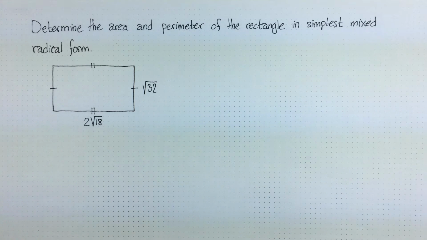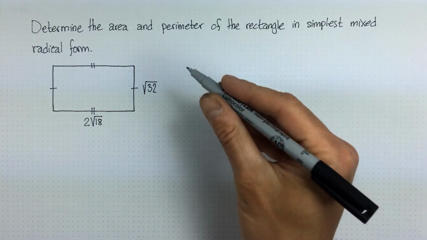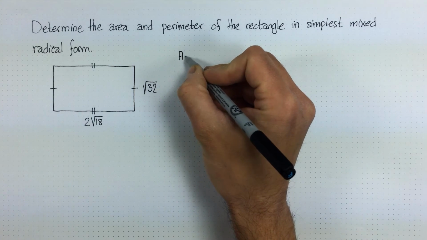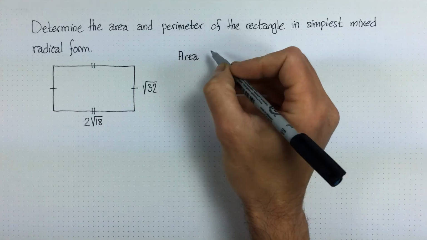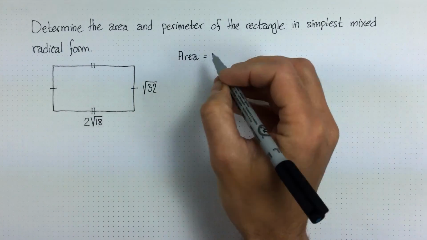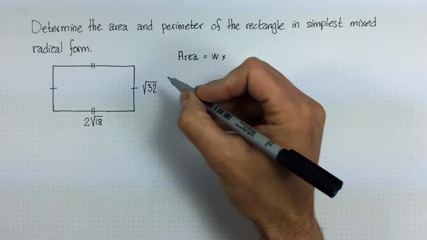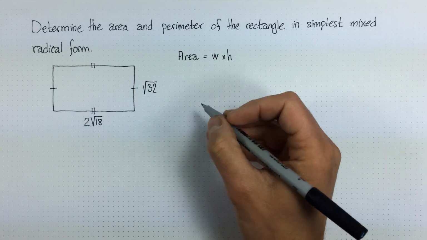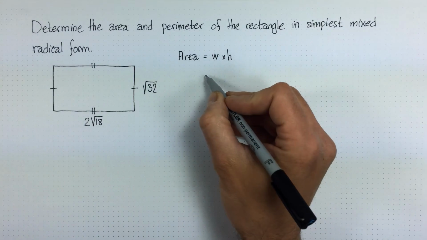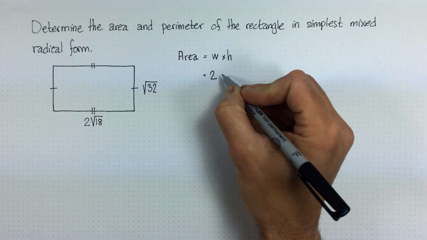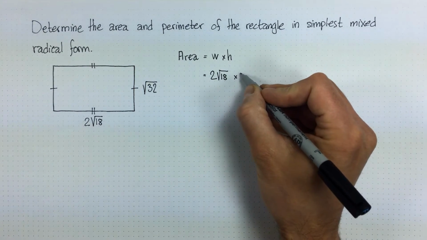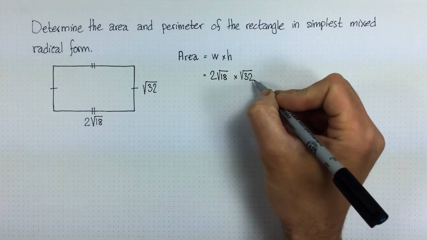Determine the area and perimeter of the rectangle in simplest mixed radical form. So to calculate the area, we would multiply the width times the height, which means that in this particular case the width is 2 times square root of 18 times square root of 32.